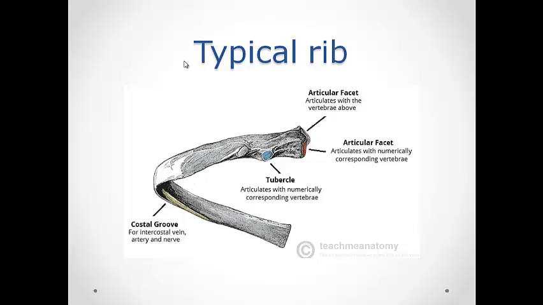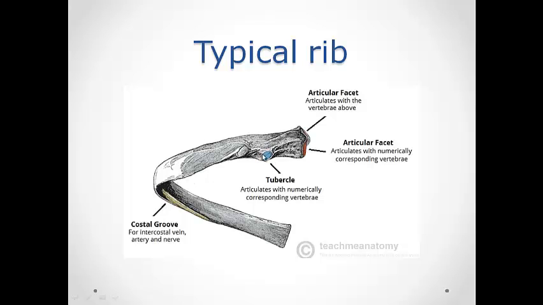Now extending from the head, and just keep in mind that any part of the body that has a head automatically has a neck as well. So extending after the head, this is the head here, this is the region of the neck. Now just after the neck or within the neck, you're going to find a bony process here, and this is called the tubercle. Now the tubercle also articulates with the vertebra, and we're going to see how all of those join later on.